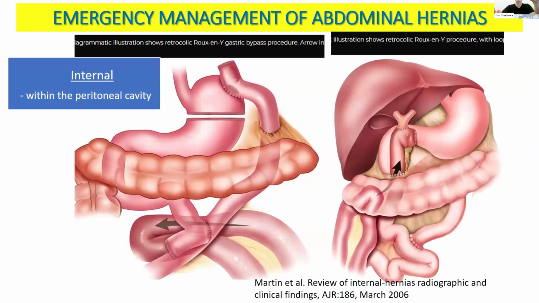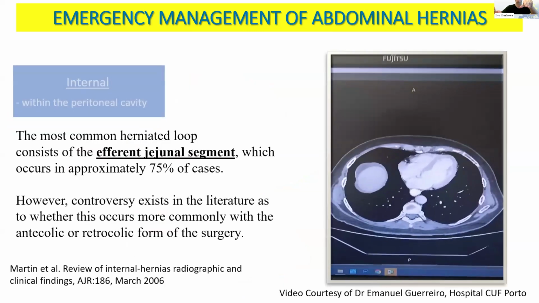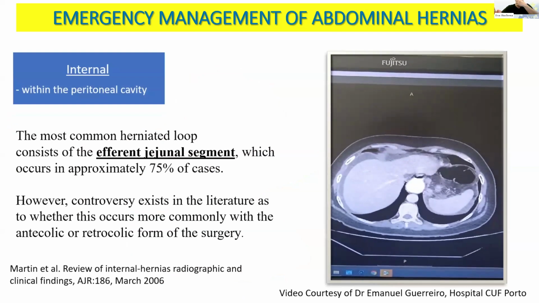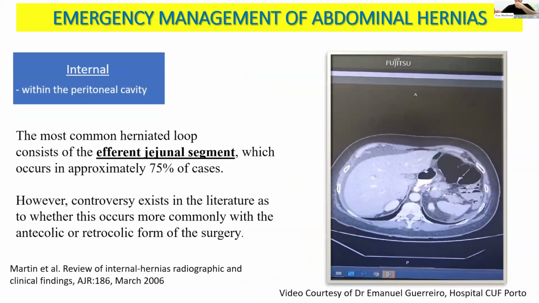So as I said, which is much more common now, as you can see here, are the internal hernias resulting from previous bariatric surgery or other procedures such as Roux-en-Y. And you can see that you have to be very suspicious. And when you're looking for this, it can be retrocolic or actually retromesenteric. And here's a case actually just this week where I was helping my colleague, Emmanuel Guerrero from CUF.